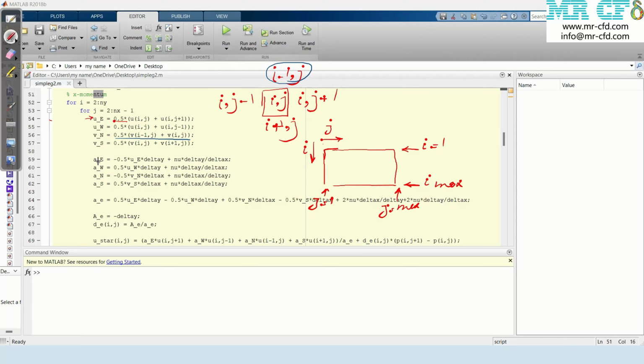Coefficients for each neighboring cell, such as a sub e, a sub w, a sub n, and a sub s, are calculated based on expressions defined earlier. In the x momentum equation, a sub e is the coefficient related to u at indices i,j, while a sub p corresponds to the pressure term, which involves a minus delta y factor.